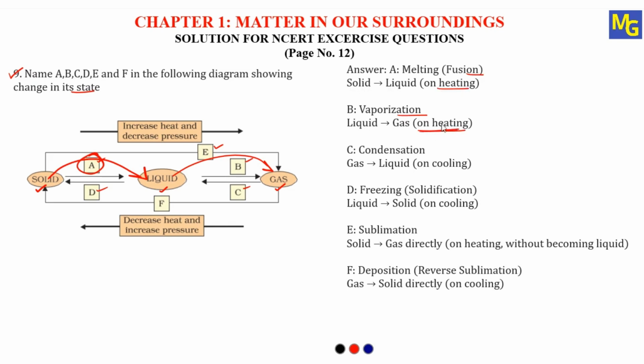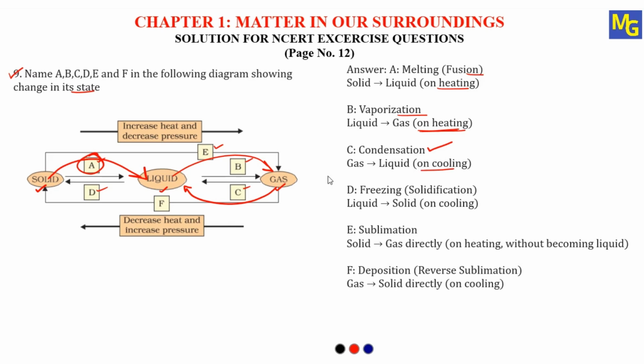Next is C. C is, you can see the arrow, conversion of gas to liquid. So whenever you convert gas to liquid, you have to cool it, decrease the temperature. Whenever you cool, the process is called condensation. Vapors, especially water vapors, if you cool, again they will convert into water. That is the example for this.